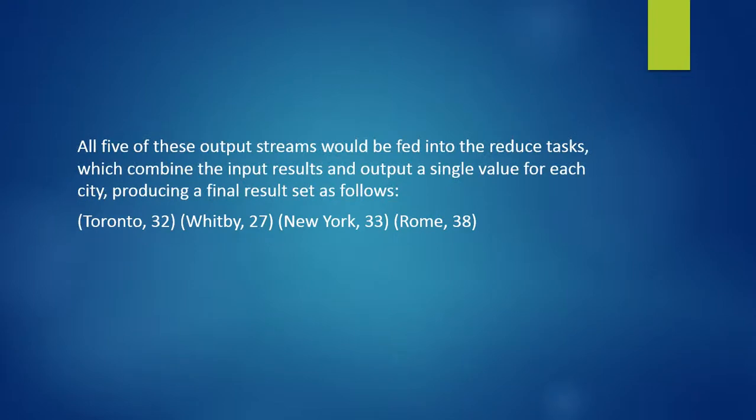All these intermediate output streams will be fed into the reduce tasks, which combine the input results and output a single value for each city, producing the final result. So among all the files, no matter how many occurrences of the key Toronto have come, the highest maximum temperature is 32. Same goes for Whitby. Whitby's highest temperature across all the files is 27, and so on and so forth.